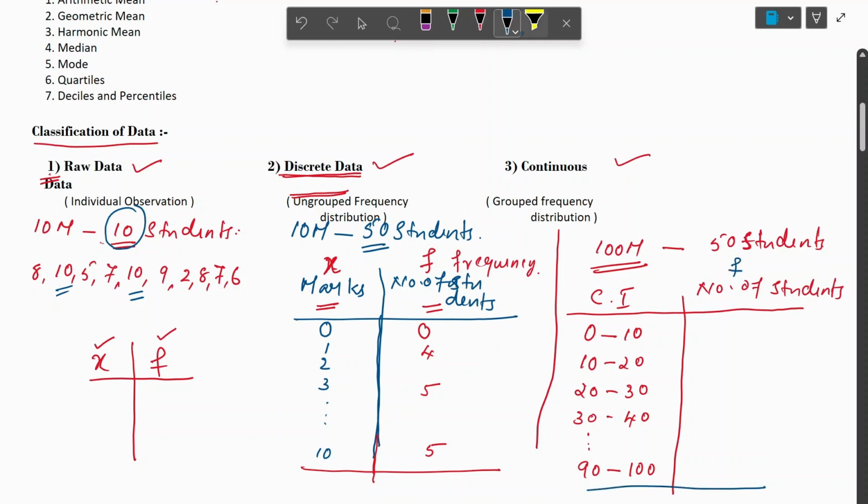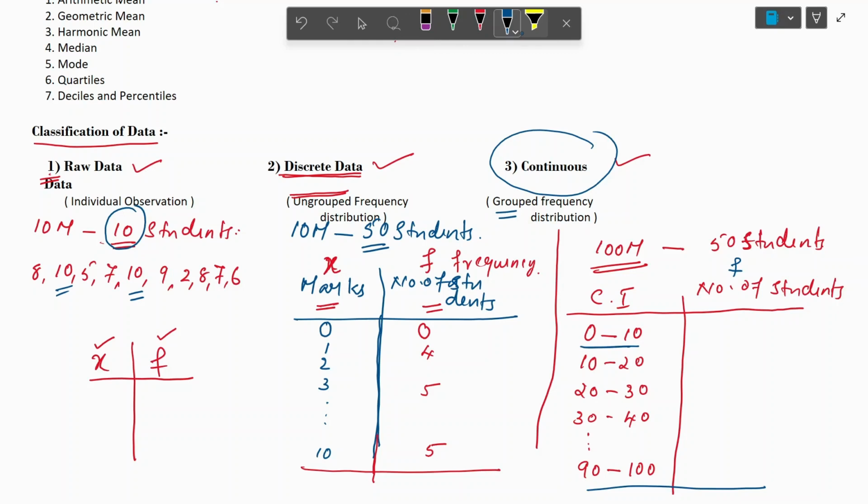This way, if the teacher is going to represent that data, it is called continuous data, or a group frequency distribution, because we group this interval. Now this interval, you have to learn what is inclusive and what is exclusive. That I will explain to you from time to time, and in the sums we are going to solve.